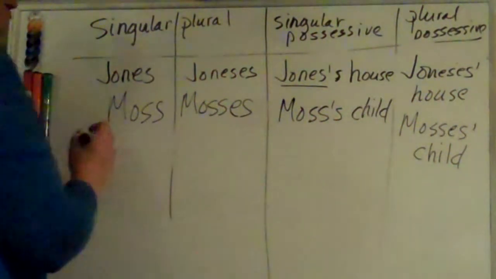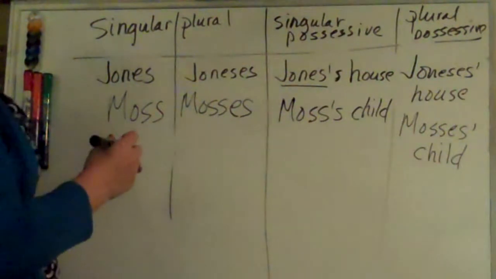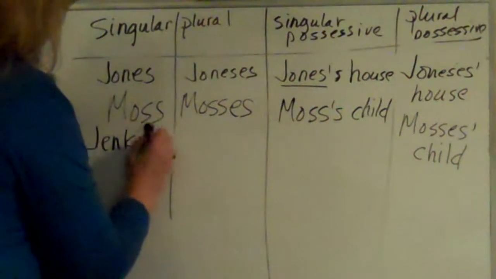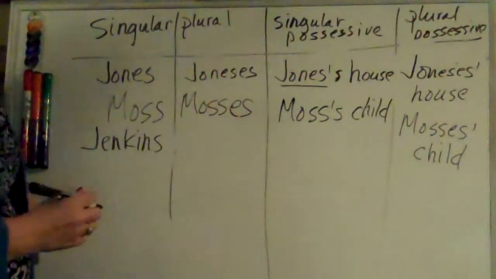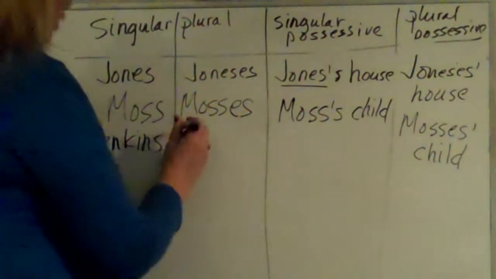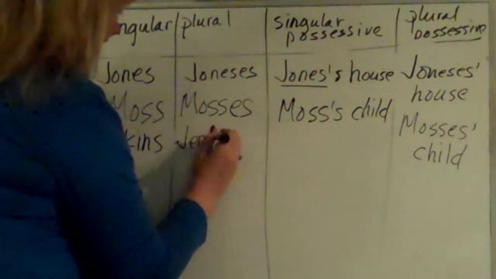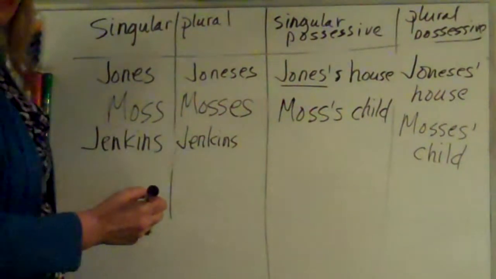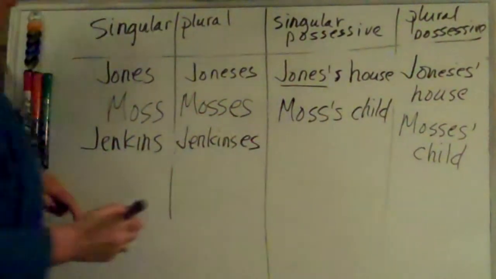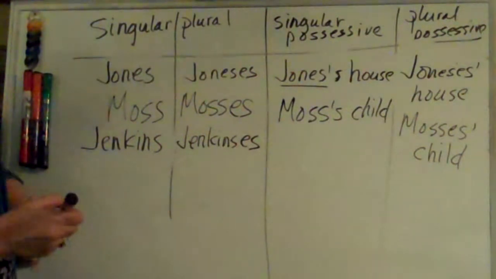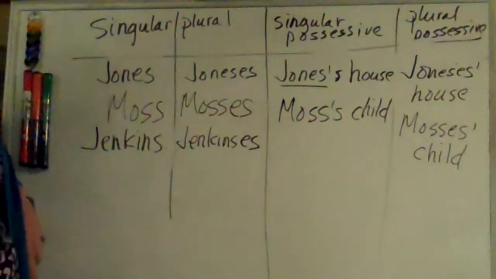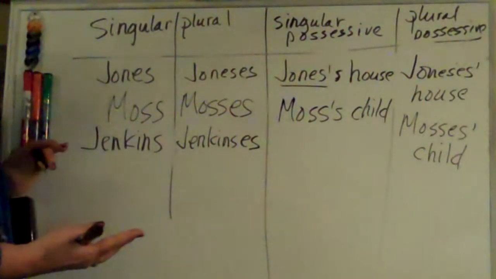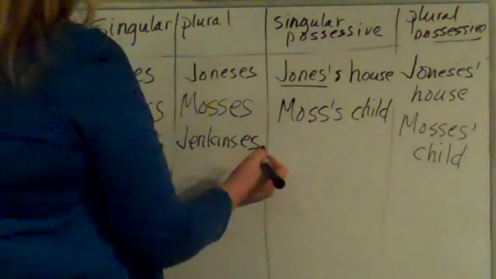Okay? Now let's try something with more than one syllable. So let's take the word Jenkins. Okay, so like Mr. Jenkins, the plural of Jenkins. Now remember, anytime I have a noun that ends in S, how do I make it plural? ES, right? So that'd be like the Jenkinses are coming over. You notice I don't have an apostrophe. A lot of people want to put an apostrophe S and use that as the plural form. It's not correct, okay?